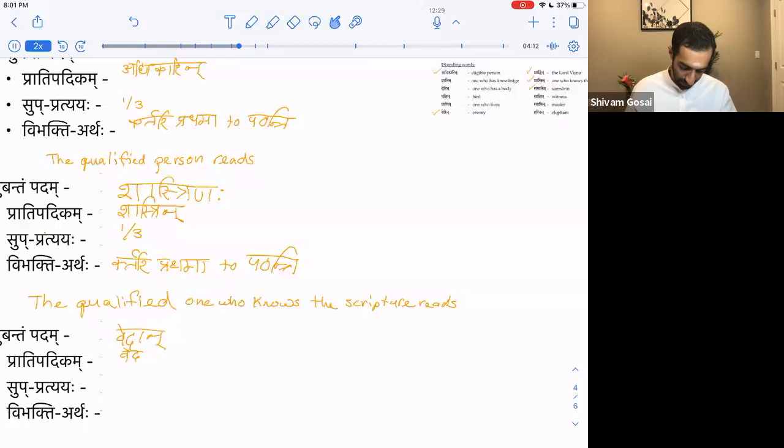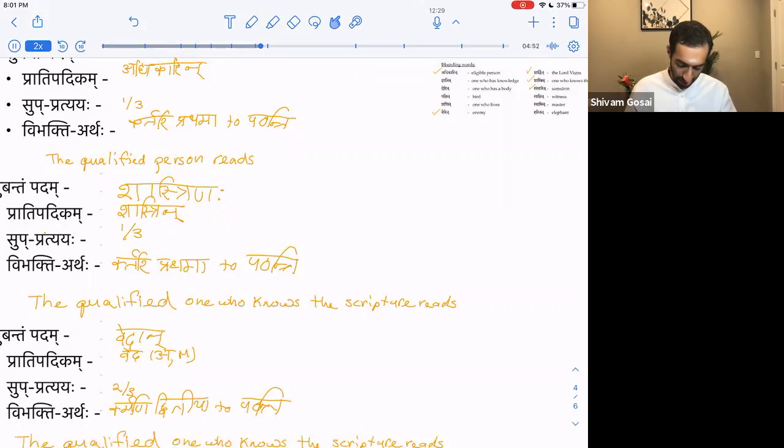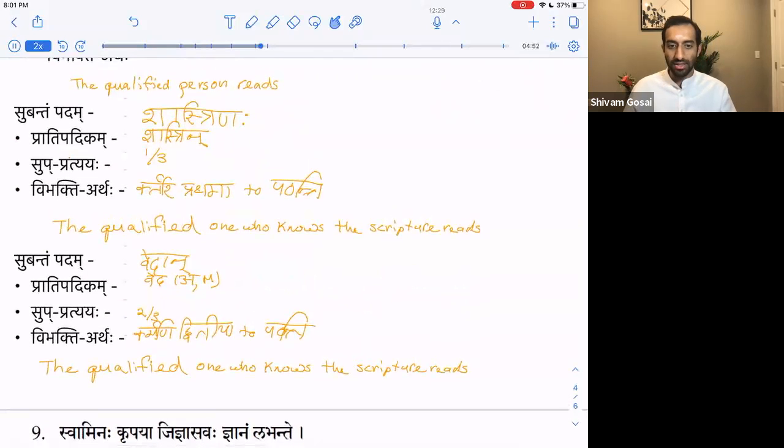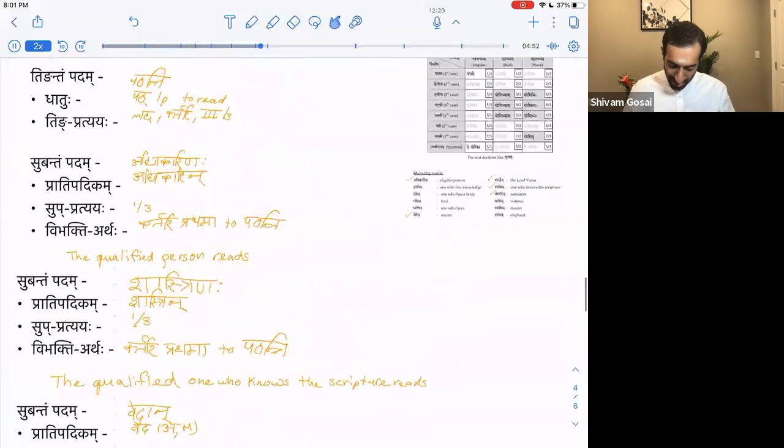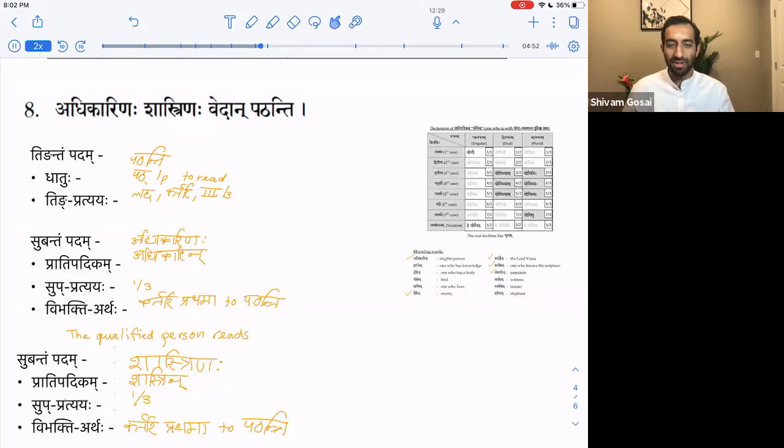Akaranta pullinga, 2-3. Karmani dvitiya, 2, patanti. So the sentence is, the qualified one who knows the scripture reads. Okay, so I'm hoping that this makes sense. Adhikarinaha shastrinaha Vedan patanti. Okay, if you're following along, then you also are adhikarinaha shastrinaha. We're not reading Veda right now, but Sanskrit pustakan patanti. Pustakani patanti.